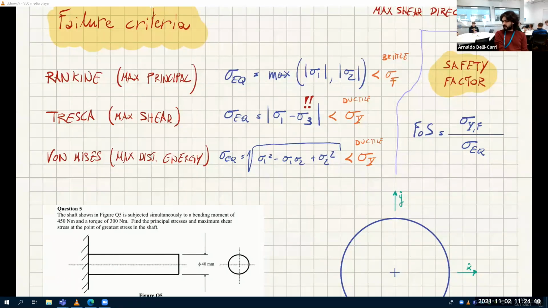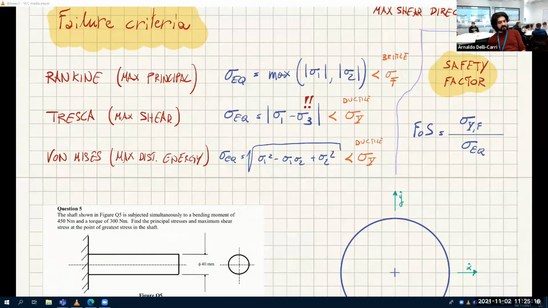What is the safety factor? Well, the safety factor is the right-hand side of this equation divided by the left-hand side of this equation. This tells you how safe your structure is. If sigma equivalent is exactly the same as sigma yield, that means you are on the brink of failure, because you are using 100% of the stress budget of your structure. A tiny bit more stress and the structure fails.